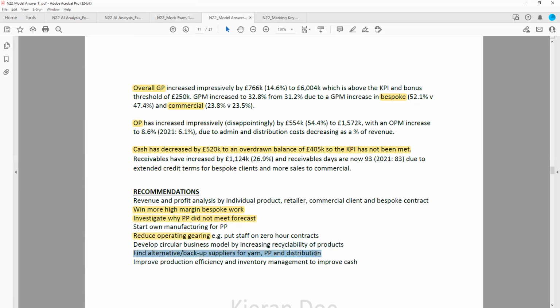I have actually put here, I've put find alternative suppliers, but also for PP and for distribution as well, because they were reliant on a single supplier for distribution. So that was another one that we could have here as well.